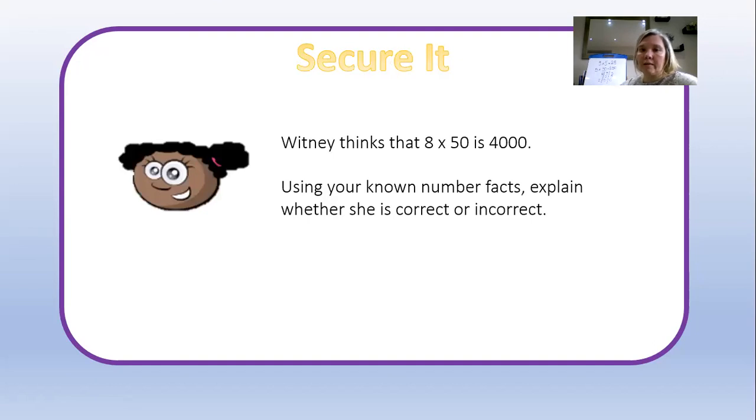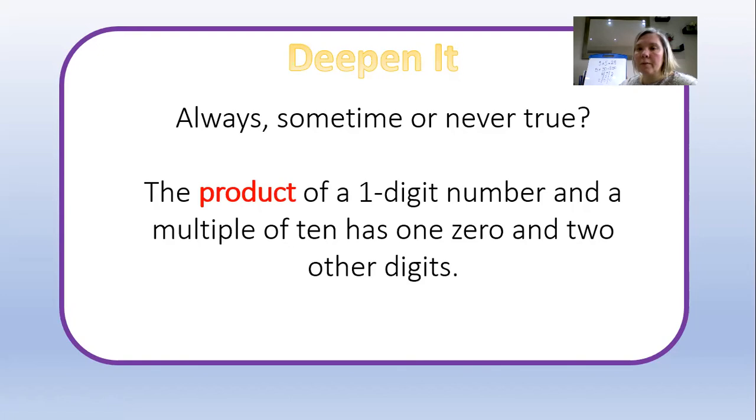You've then got to secure it. We're not too sure whether Whitney is correct or not. Okay, you need to say explaining whether she is correct or incorrect. And if you get onto it, there is a deepen it. And the deepen it is always, sometimes, or never true. Okay, it says the product of a one-digit number and a multiple of 10 has 1 0 and 2 other digits. Now there's some language in there that you might have to dig back into your filing cabinet to find. What does the word product mean? Okay, is it always true? Is it sometimes true? Or is it never true?